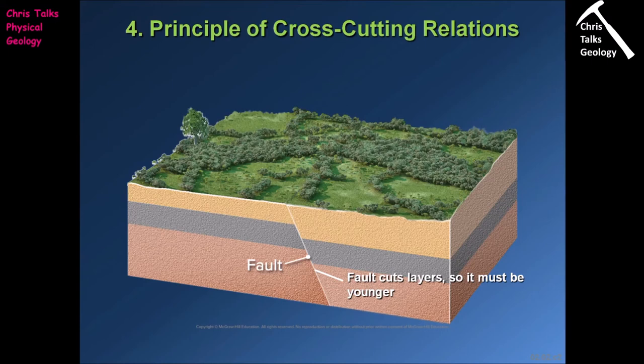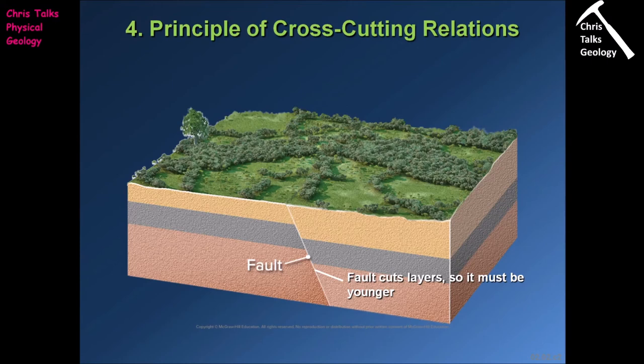So the principle of superposition says that this layer formed first, this layer formed second, this layer formed third, and then the principle of cross-cutting relationship says each of these three layers was then cut by this fault. And so you can see we are producing a sequential model as to how our sequence of rocks forms.